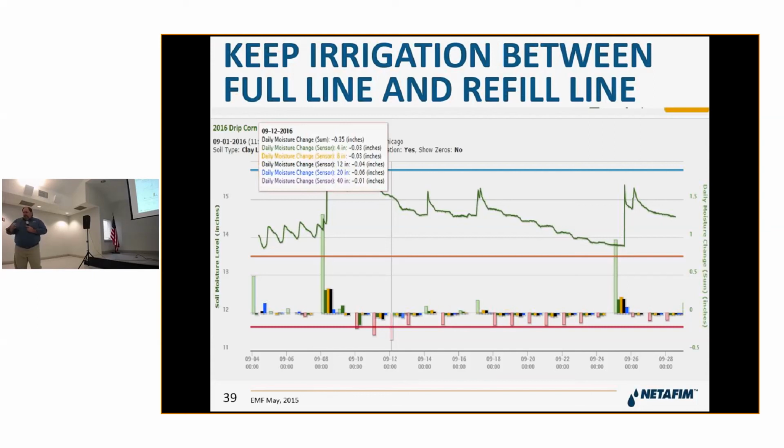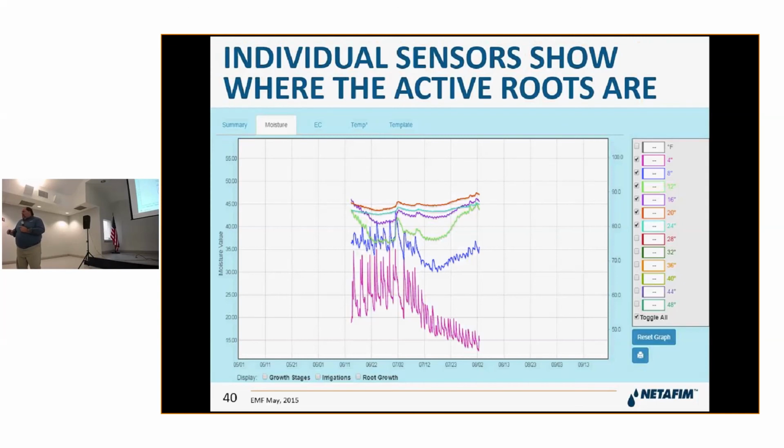Individual sensors are nice as well, because then you know where the plant is taking water. In this particular soil moisture system, you can turn them off and turn them on. This 4-inch sensor is the one down here. That's where all the activity is. The 8-inch sensor, it's drinking, it's working. The 12-inch sensor, there's a lot happening. The 20-inch sensor is a little bit flatter. That's this top one right here. And the 24-inch sensor is a flat line.